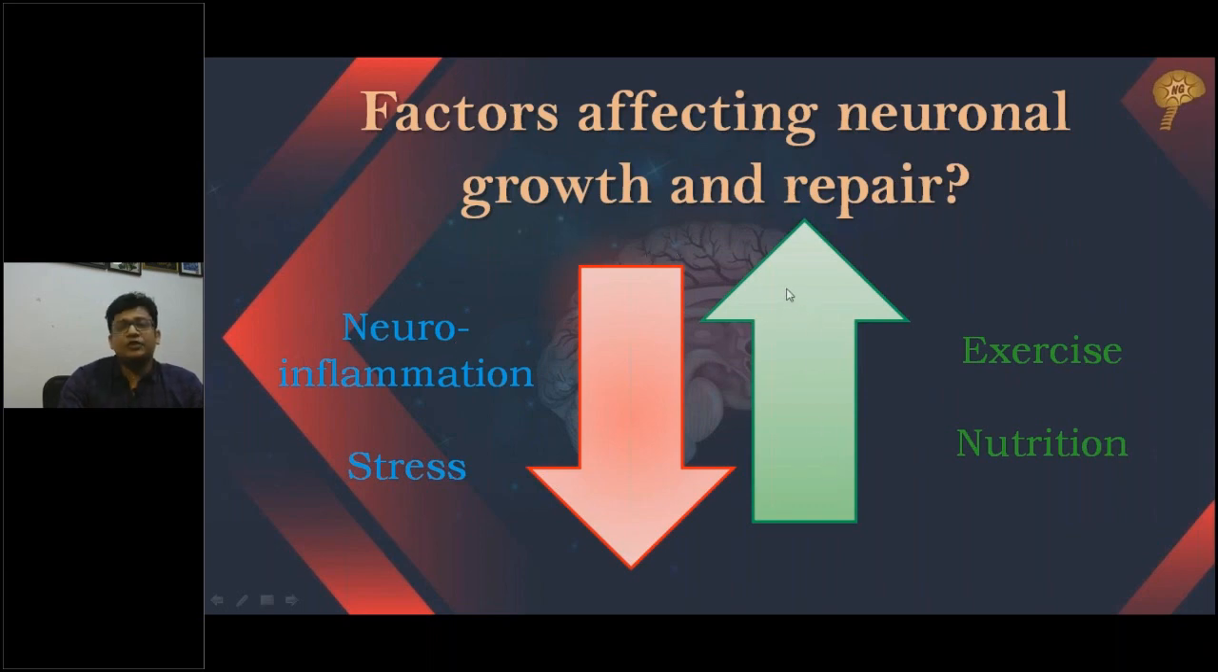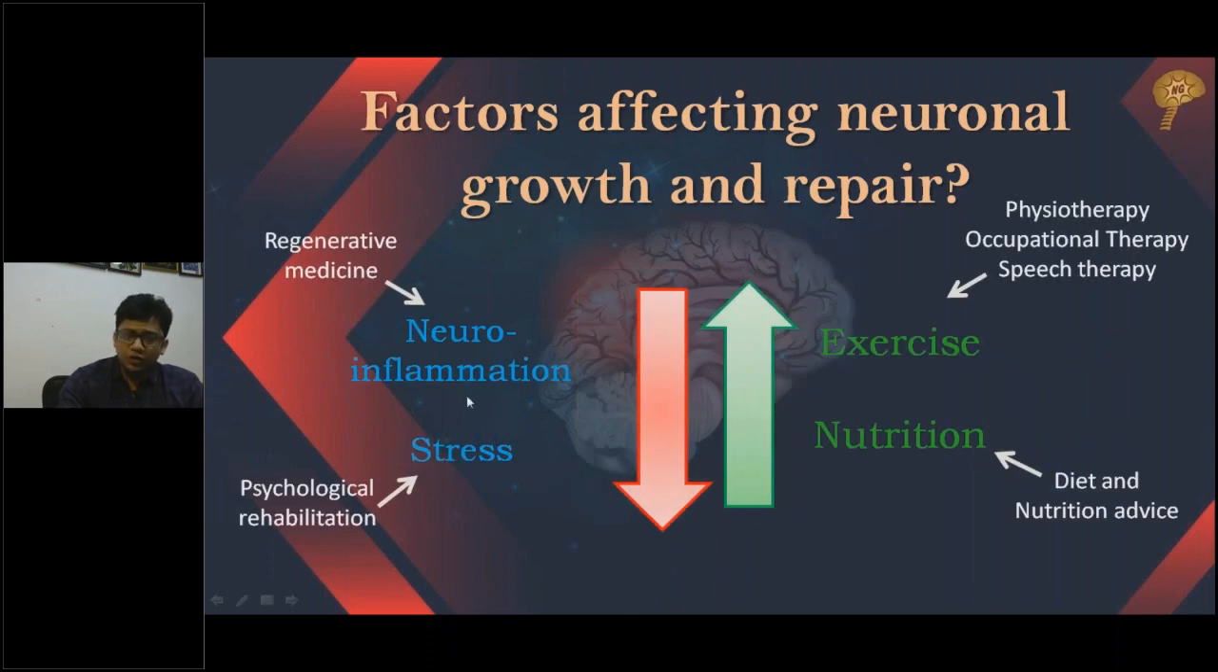The exercise and nutrition, and the neuroinflammation and the stress. So the more you exercise and the more nutrition you give, the neuroinflammation and stress will reduce. So it is vice versa. The more you exercise, the more repair. And why will the repair occur? Because the neuroinflammation will go down. So neuroinflammation is regenerative medicine.